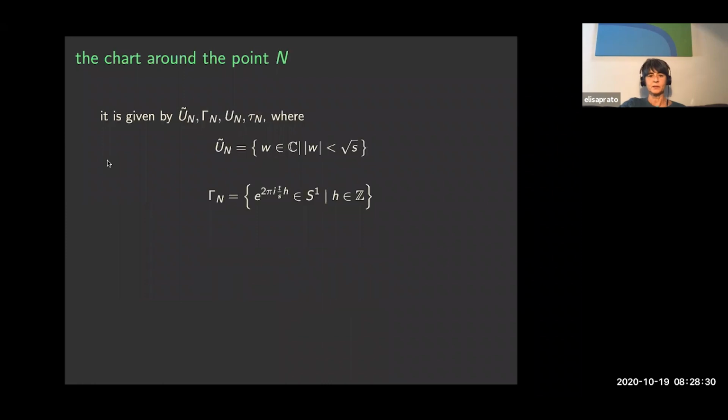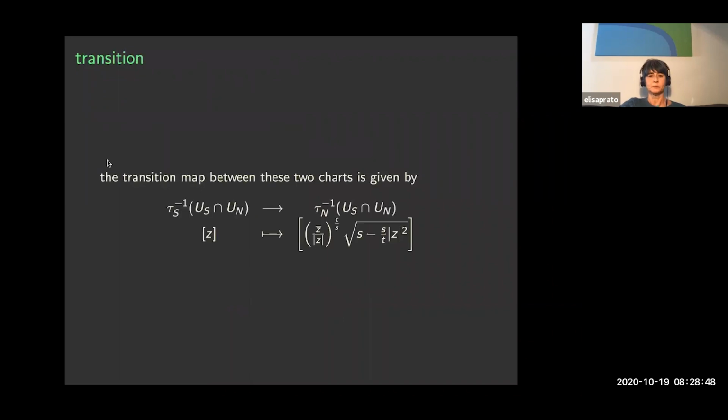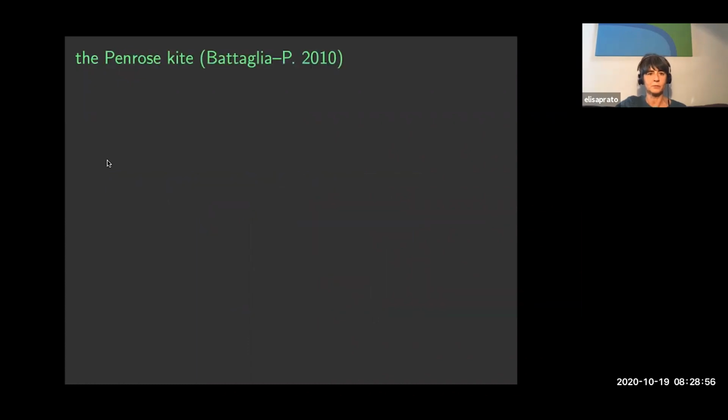Similarly, in the North Pole, we have this chart. It really works in the same way. The two, of course, intersect, and there is a transition mapping between these two charts, which is given as follows. So this really gives a flavor of how quasifolds work, and I will give a few more examples.